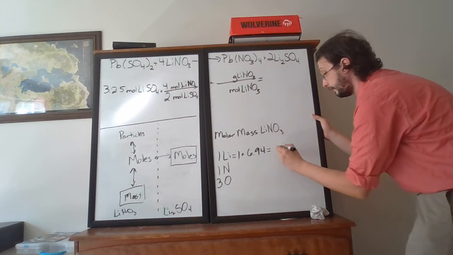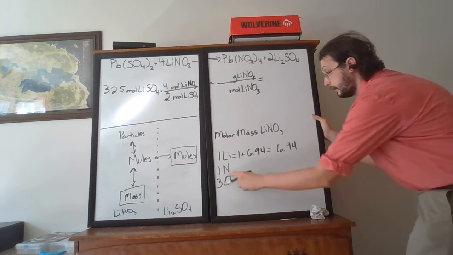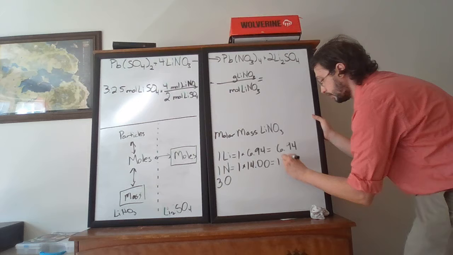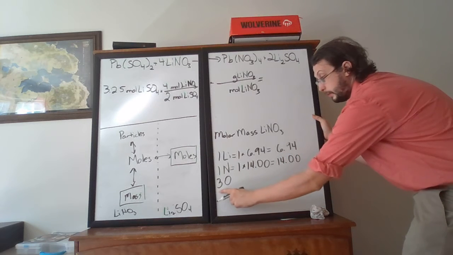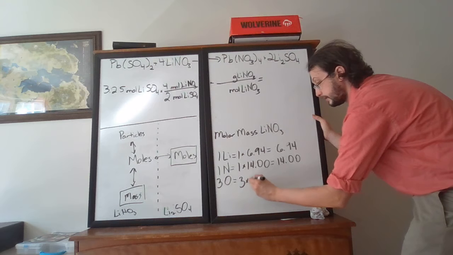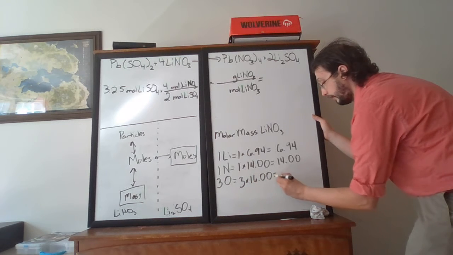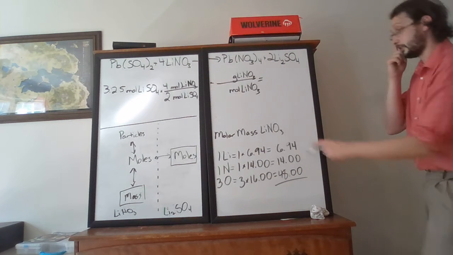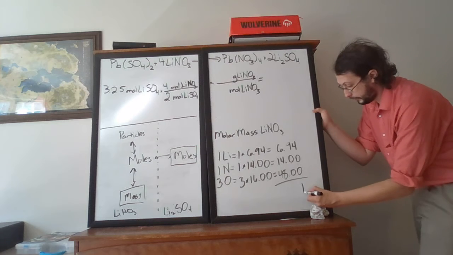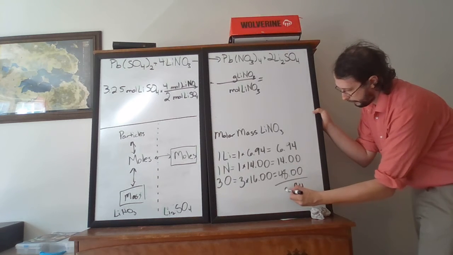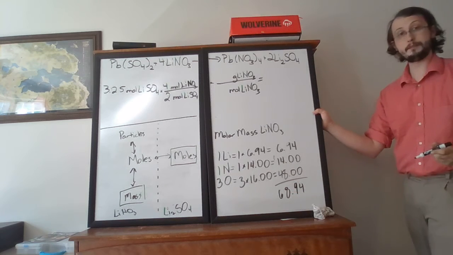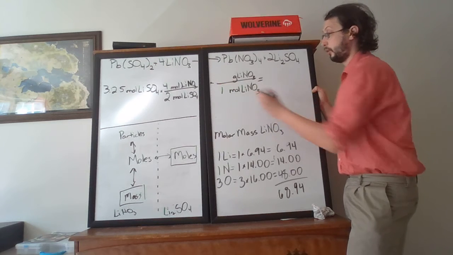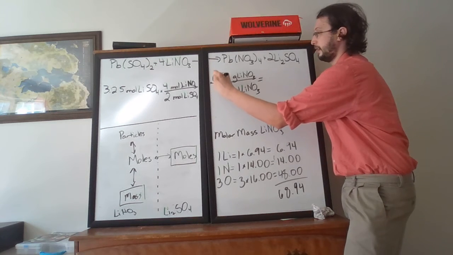And so 1 times 6.94 is 6.94. For nitrogen, we got 1 times 14, and that is just 14. And for oxygen, we got 3 times 16, and that is 48, I believe. Now, we need the total mass of lithium nitrate, so we're going to add them all up. We get 68.94. So, remember when we're filling these molar mass ones in, 1 always goes with moles, and 68.94, the number we find, goes with grams.